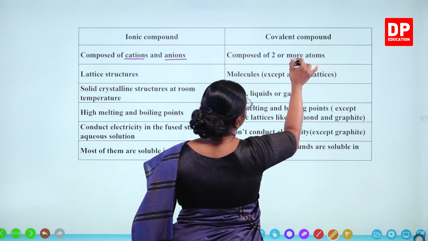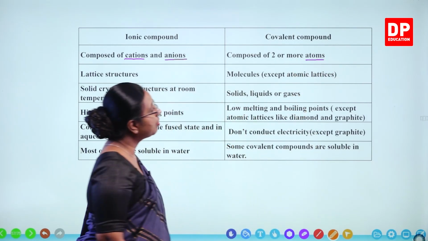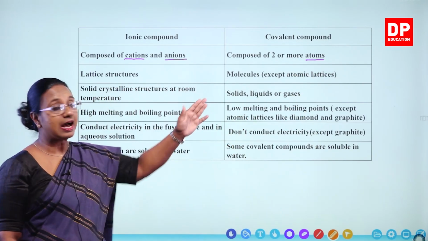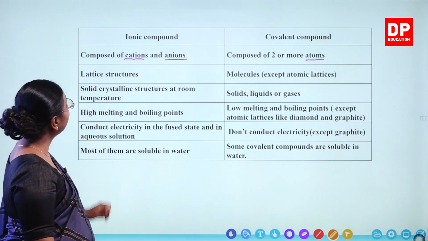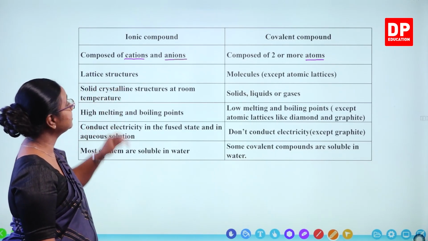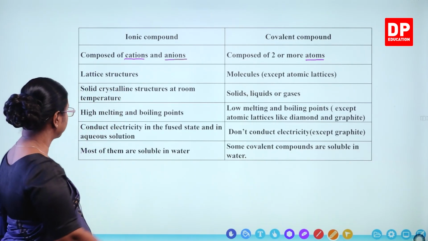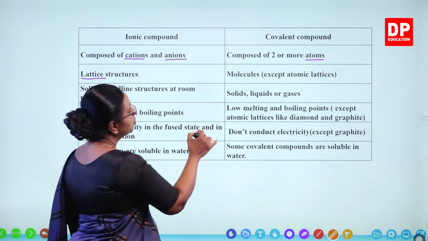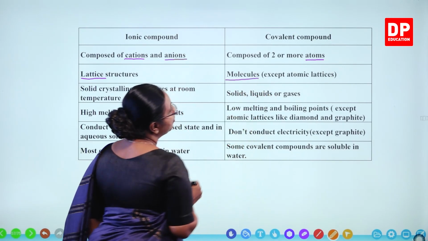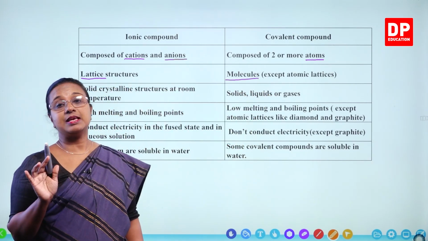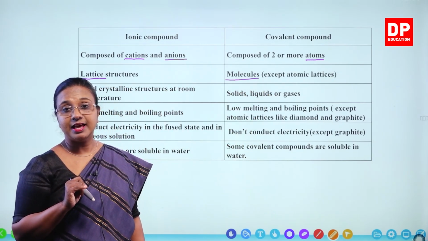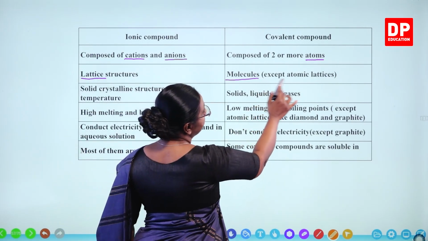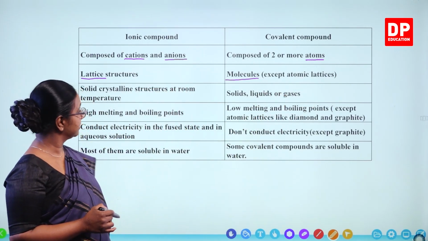Whereas covalent compounds are composed of two or more atoms. Here, ions are atoms. Then ionic compounds always have lattice structures. So another property, lattice structures. Whereas covalent compounds are molecules. Again, exceptions: carbon, graphite and diamond. So here, except atomic lattices.